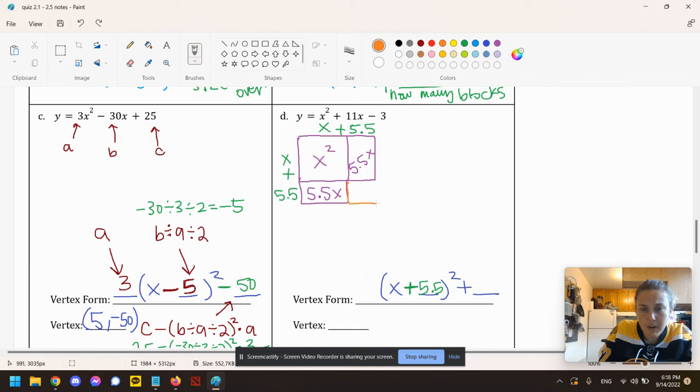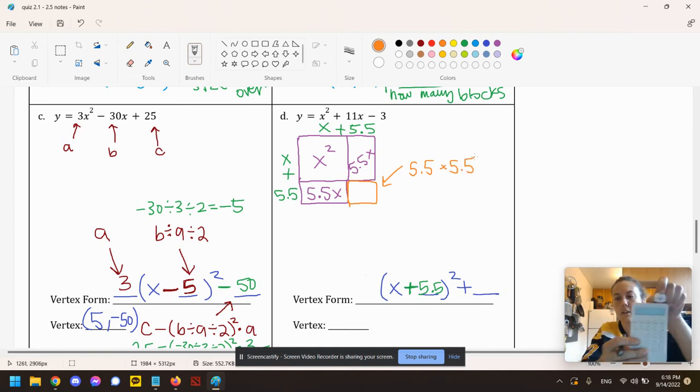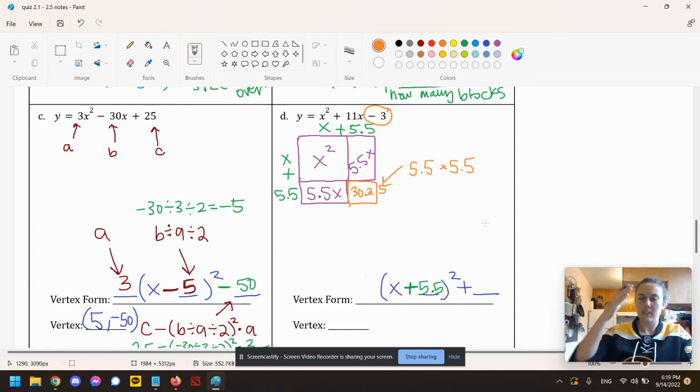If I do 5.5 times 5.5, 5.5 times 5.5, let me get my favorite calculator out, the one I don't bring to school just in case it gets lost. 5.5 times 5.5, I get 30.25.